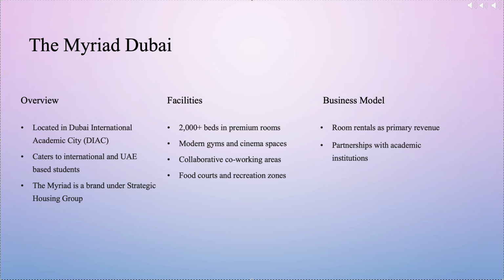Our facilities are designed to offer a premium student living experience, setting us apart in the market. We boast around 2,000 beds across various premium room types, ensuring comfortable and modern accommodation. Beyond just rooms, we provide a comprehensive suite of amenities designed to foster a holistic living and learning environment. This includes state-of-the-art modern gyms for fitness, dedicated cinema spaces for entertainment, collaborative co-working areas to support academic pursuits, and a vibrant food court and recreational zones to enhance the student's social experience.